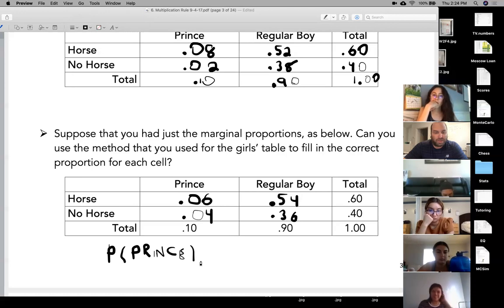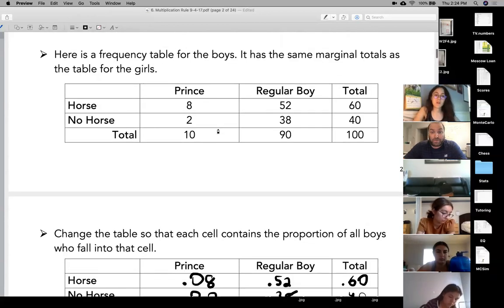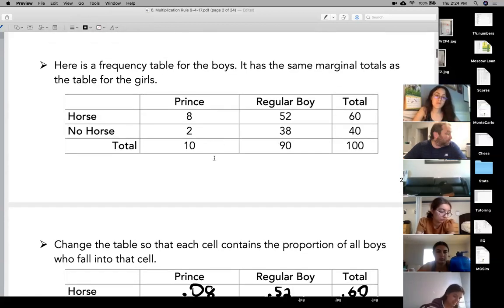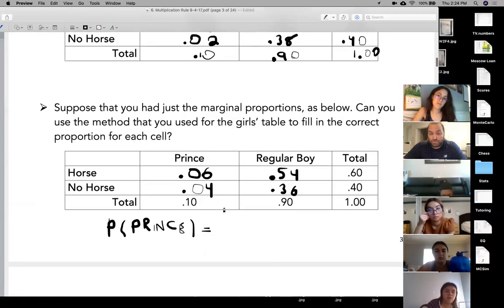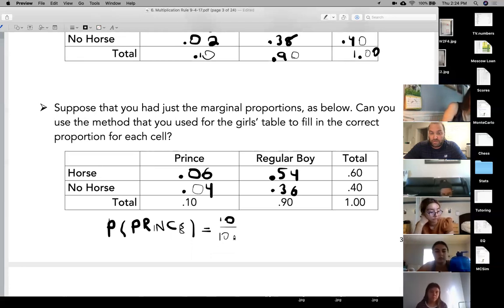50-50? Not according to this. How many princes are there? 10. So what's the probability that it's a prince? 10 out of 100, or 10%, right? Correct? 10 out of 100? Yeah. Okay.